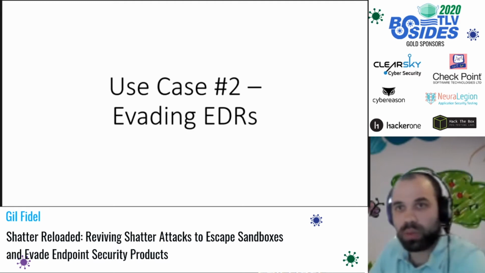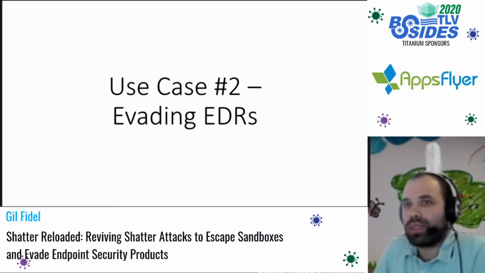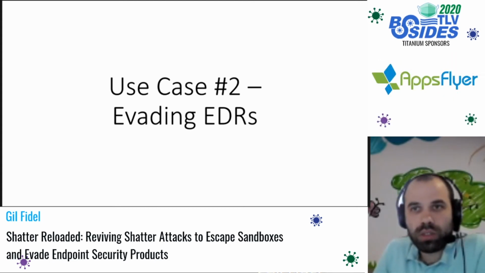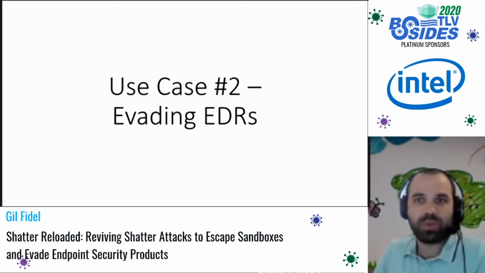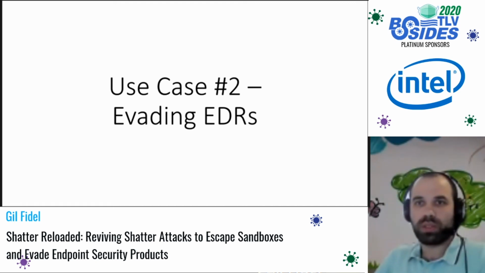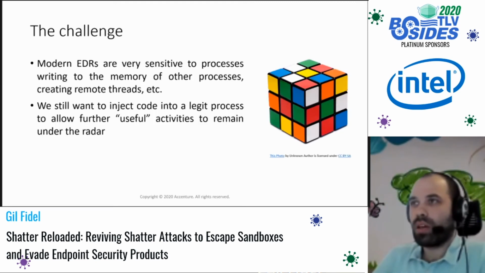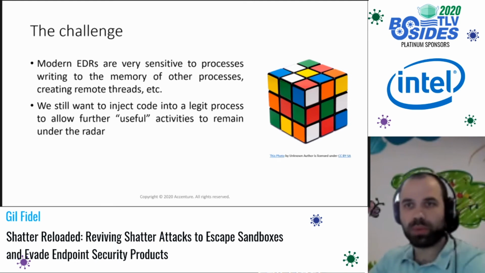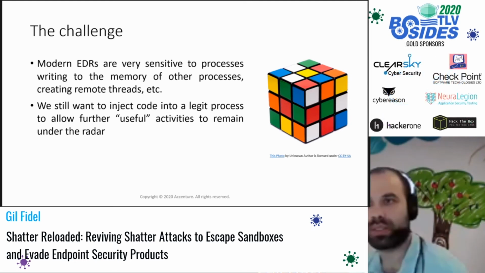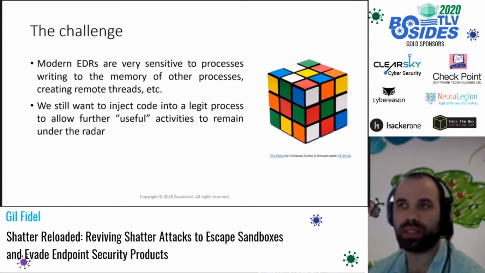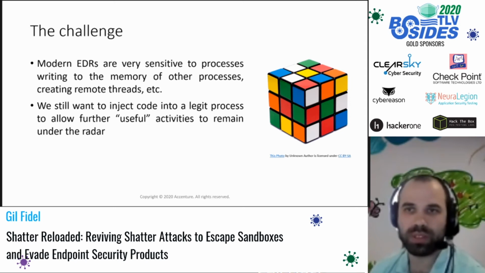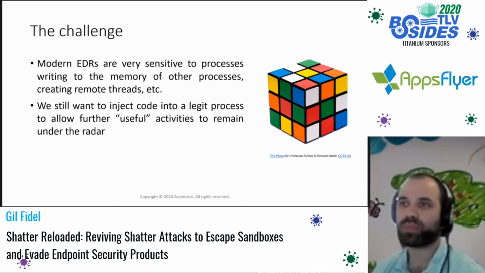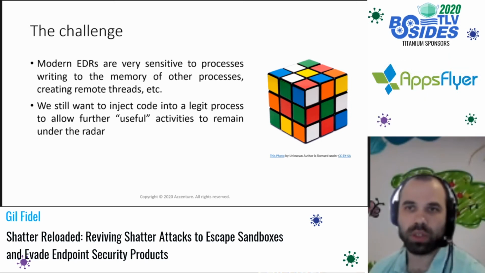The second thing we thought we could do with this technique is to perform code injection into Explorer that EDRs will not detect, because they're probably not familiar with this technique and it doesn't do anything suspicious, so we thought it might fly. And as we all know, the challenge with EDRs, if we're talking about code injection, is that they're very sensitive to processes opening other processes and writing to their memory, etc. So we wanted to implement code injection without this.